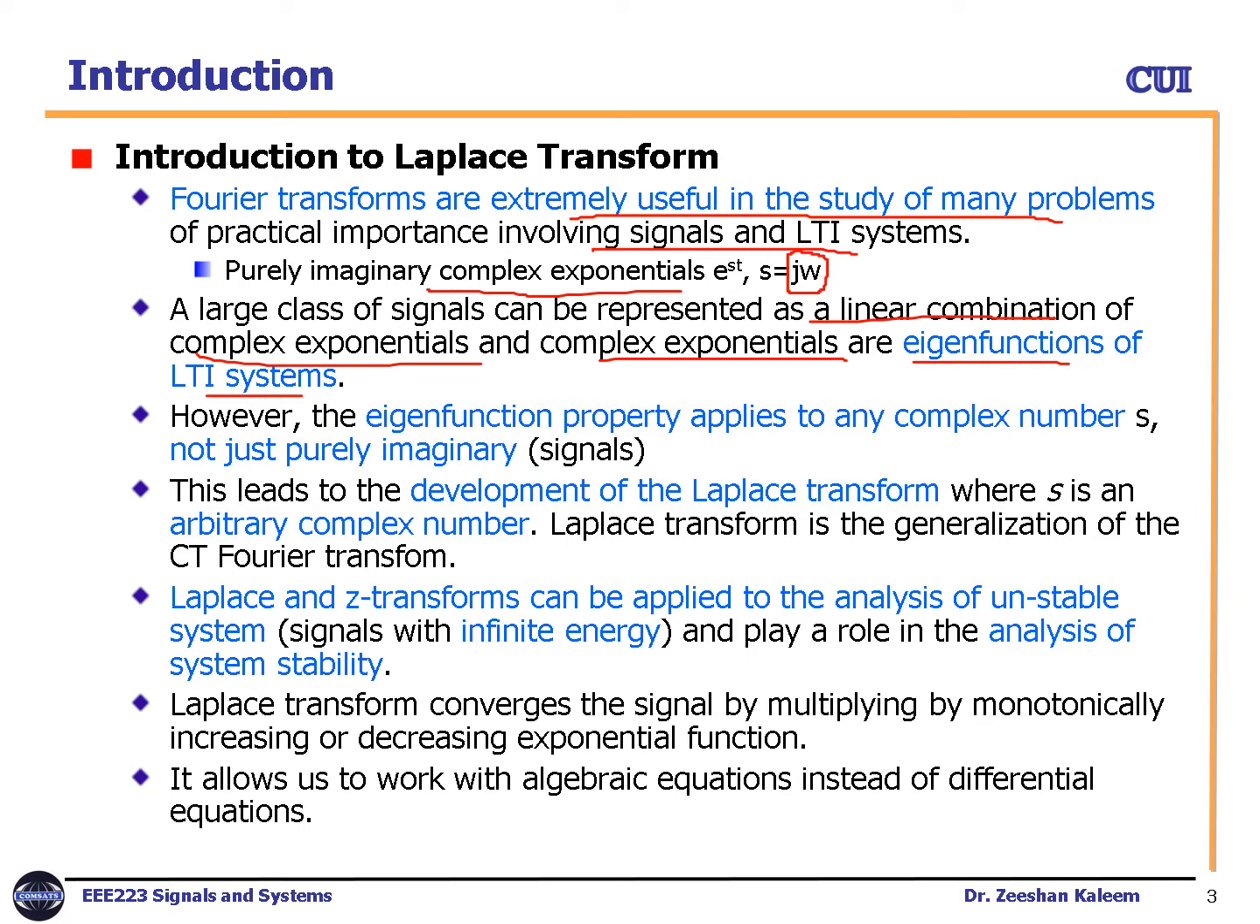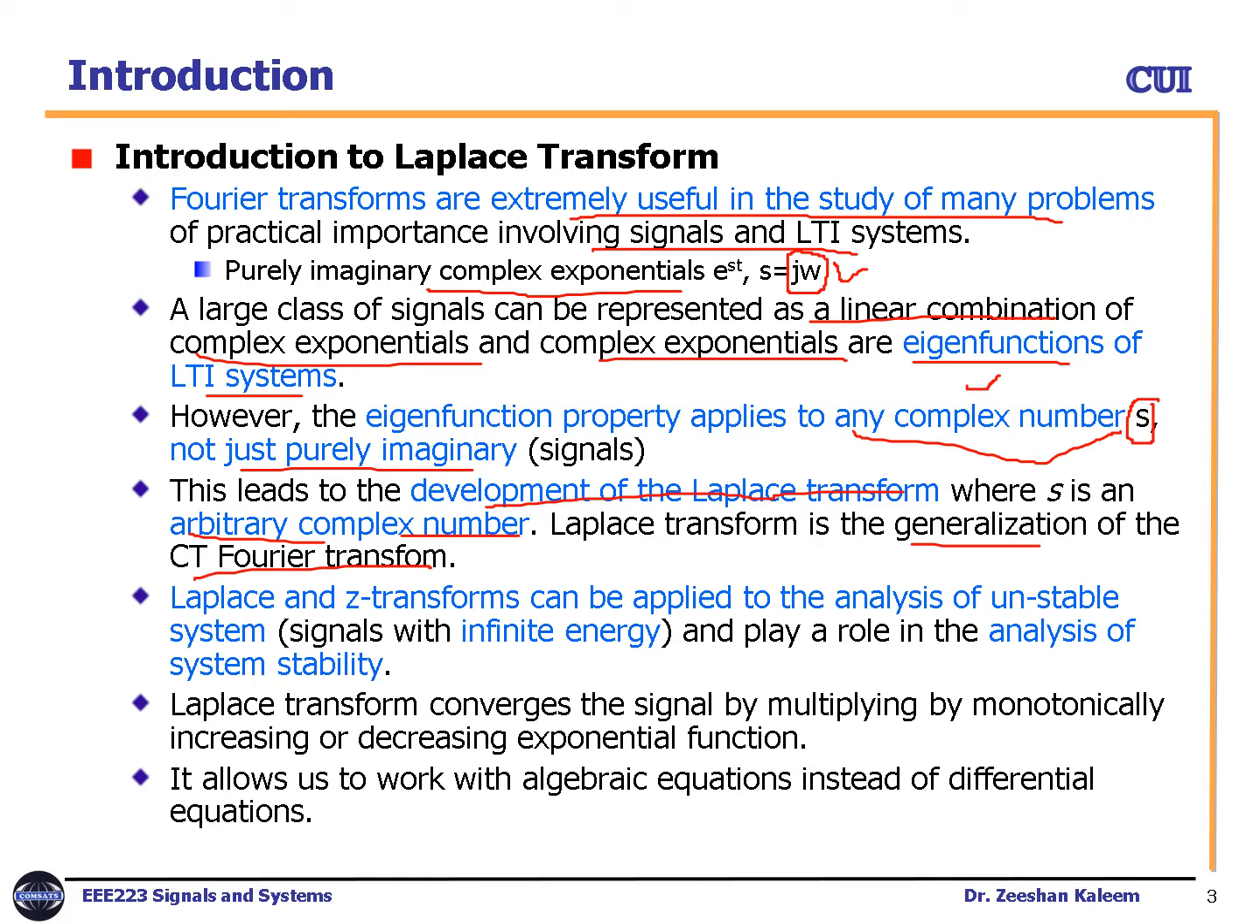However, the eigenfunction property applies to any complex number s. We are now taking any complex number as s, not just purely imaginary. Here this is a purely imaginary one because s is equal to j omega, and from now on we will discuss not only the imaginary part but the complete complex number. This leads to the development of the Laplace transform, where s is an arbitrary complex number. So the Laplace transform is the generalization of the continuous time Fourier transform.